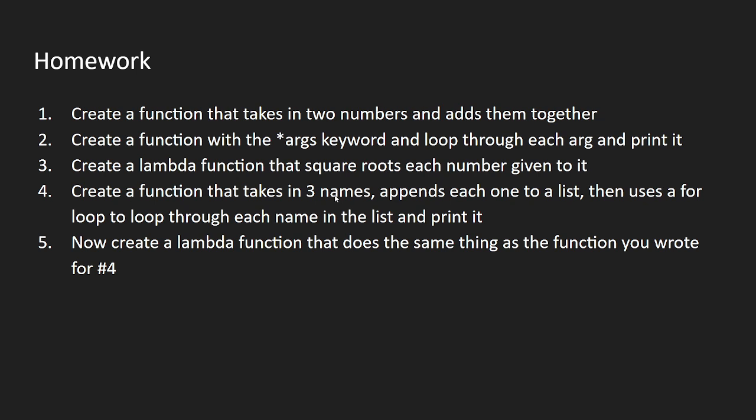Create a function that takes in three names, appends each one to a list, then uses a for loop to loop through each name in the list and print it. Now create a lambda function that does the same thing as the function. Just put your list in the print statement for number 5, so that gets printed out.